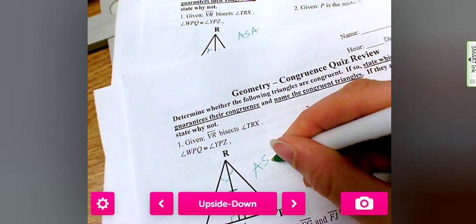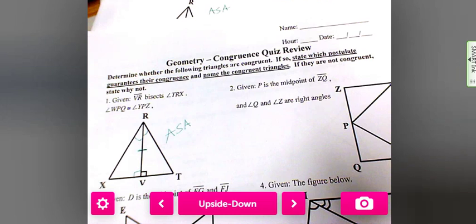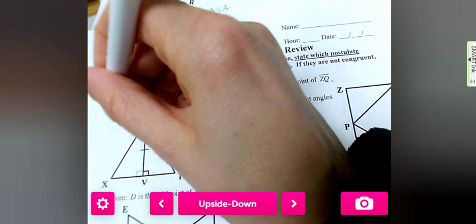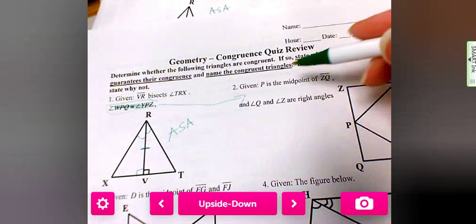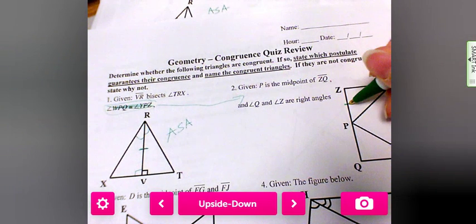Okay? All right. Number 2, you could have done it 2 ways. There's a typo. This is supposed to be over here. I'm going to ignore it, because I assumed you guys didn't see it because I didn't see it till like last hour. Okay? So, P is the midpoint of ZQ. Q and Z are both right triangles.